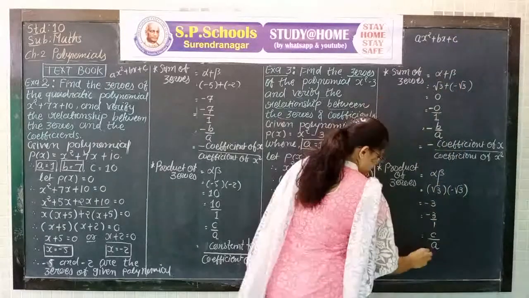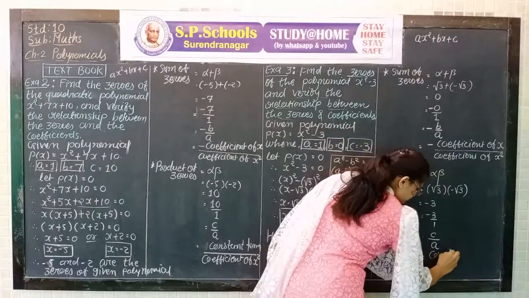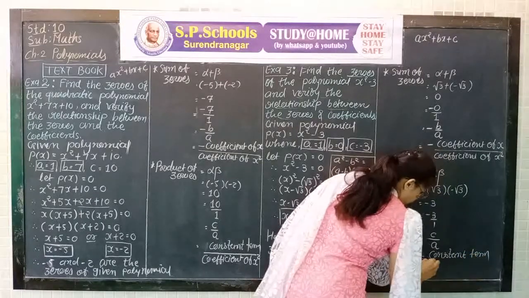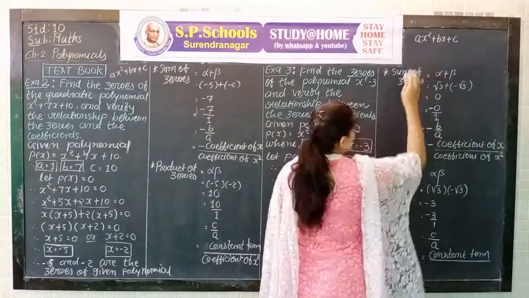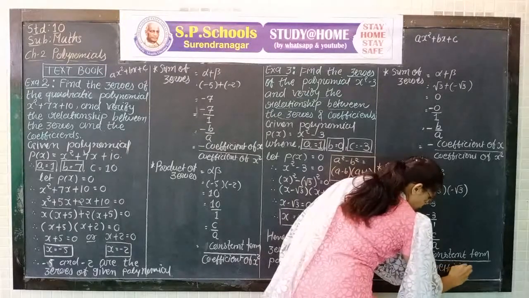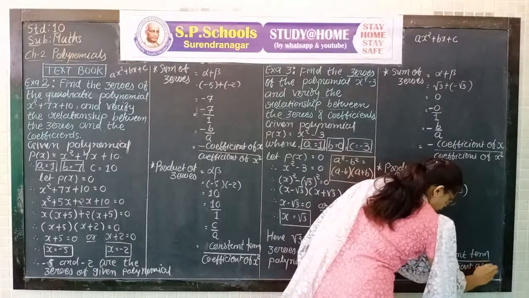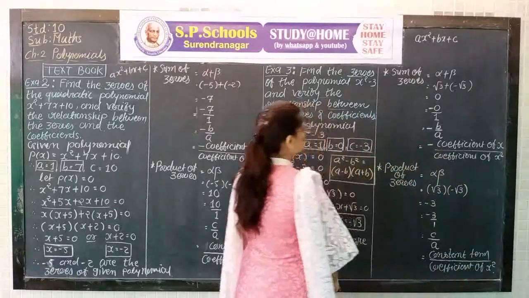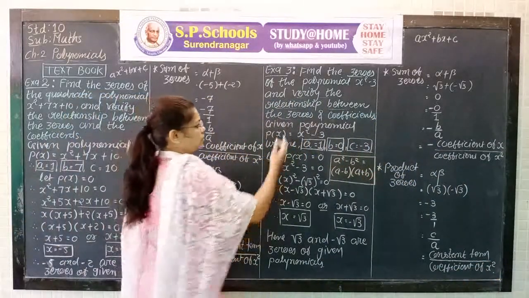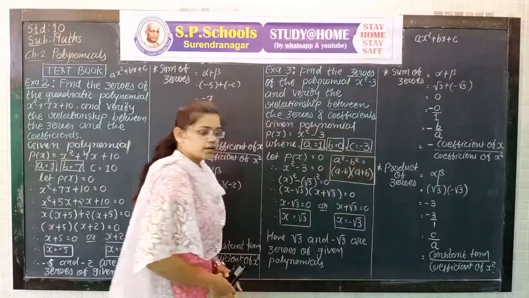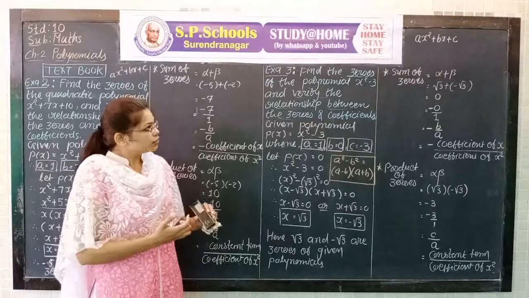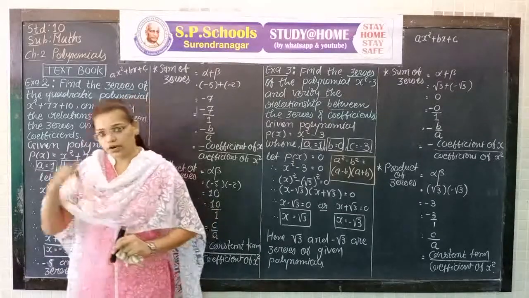c instead of minus 3, means instead of numerator, and a instead of 1, c upon a is equal to, where c is equal to constant term upon a is equal to coefficient of x square. Coefficient of x square. Hence, the relationship between the zeros and the coefficient are verified. In next session, we will go to our next examples from our textbook.